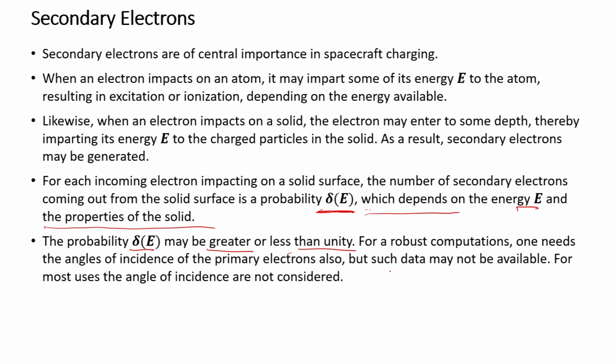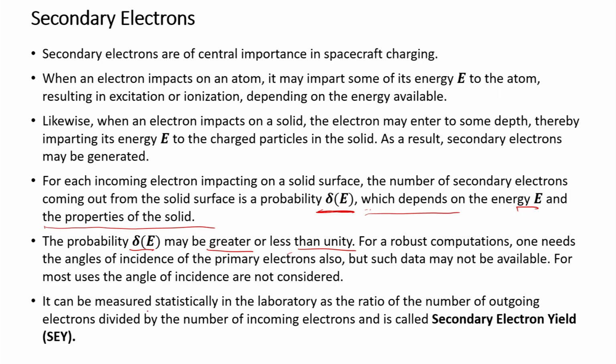For most practical cases the angle of incidence is not considered; it is assumed that the electrons are striking perpendicular to the surface, so the angle of incidence is 90 degrees. It can be measured statistically. It cannot be a deterministic thing in the laboratory, and you can define it as the ratio of the number of outgoing electrons divided by the number of incoming electrons, and that is called the secondary electron yield, SEY.